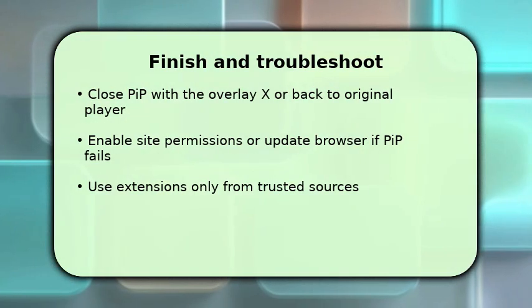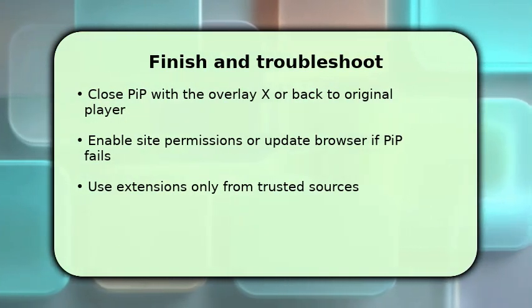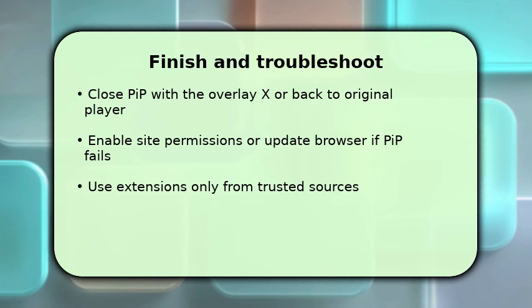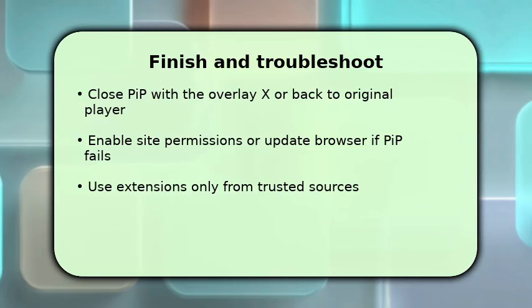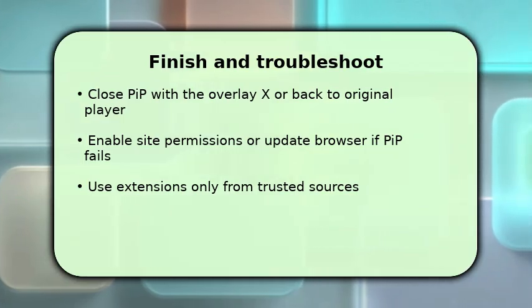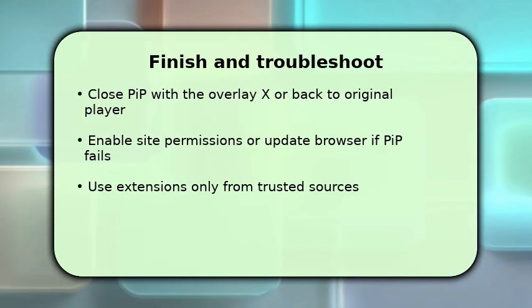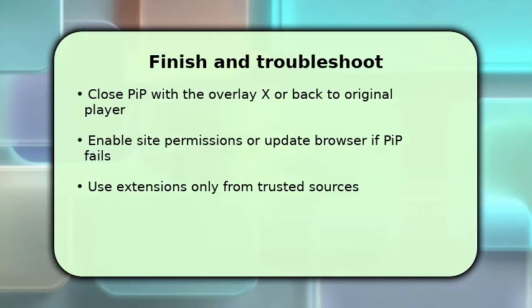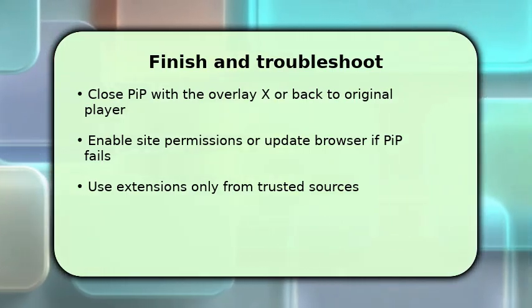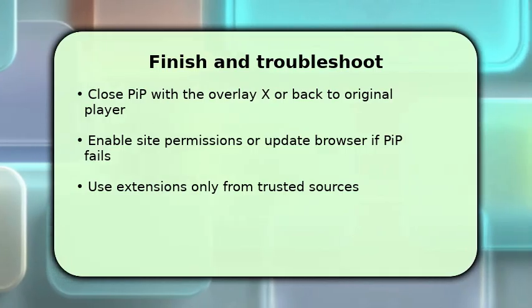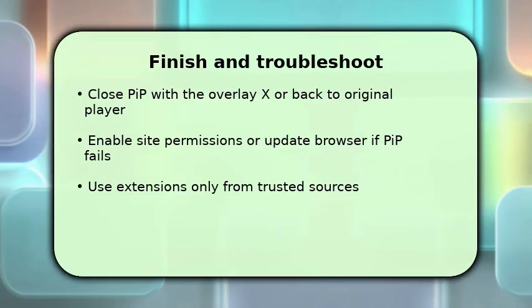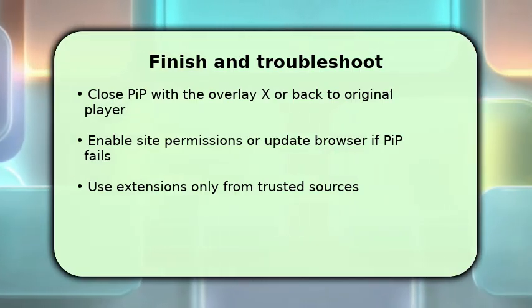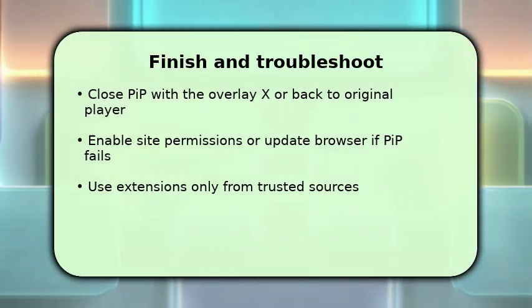To finish, tap the PiP window's X or the Return to Tab button to restore the video to its original player. If picture-in-picture won't start, make sure browser permissions and experimental flags aren't blocking it, then update Chrome or your app. Clear cache, restart the app, and retry. If using extensions for PiP, disable them briefly to isolate problems and only install trusted extensions. This resolves most issues and gets PiP working reliably again.